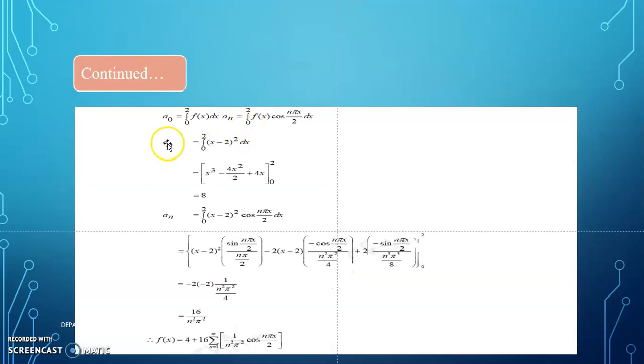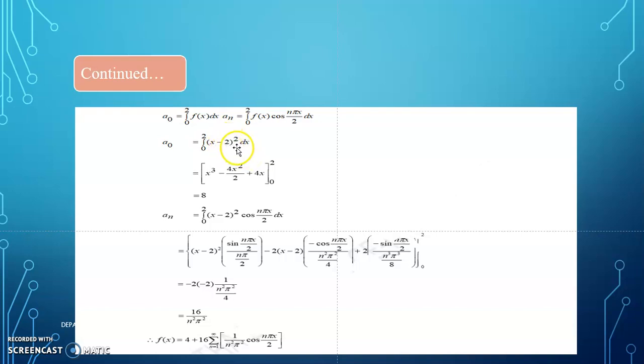Next one, we are going to find the a naught value. a naught is equal to 2 by L will come. So L value is already 2, so 2 will cancel. So before the integral, no multiple term is there. So only integral 0 to 2 f of x dx. What is the f of x given? (x minus 2) the whole square into dx.